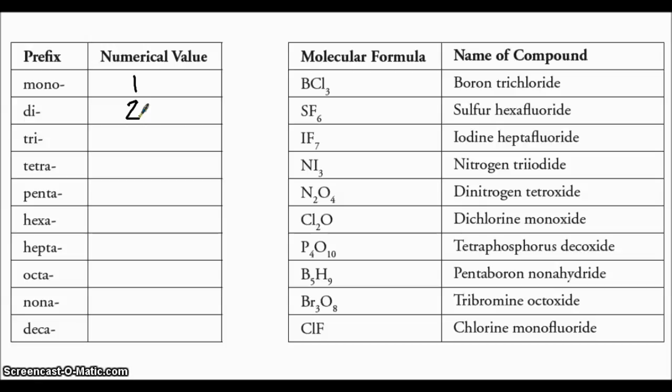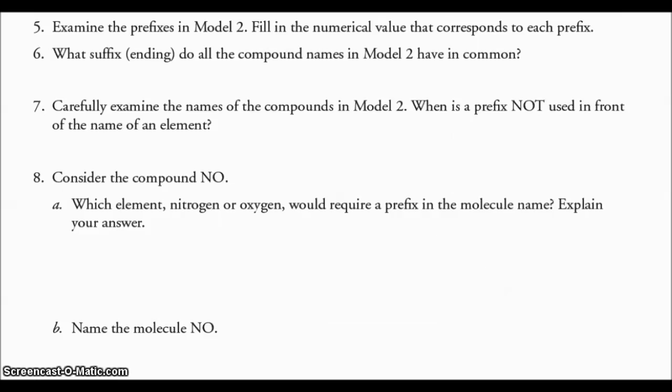So you can pretty much just figure out the rest, and go ahead and take this time to fill these in. So you have all 10. So the prefixes in front match these numbers that we have here. So that was number 5. Number 6 says what suffix ending, so the ending, do all the compounds names have in common in model 2.